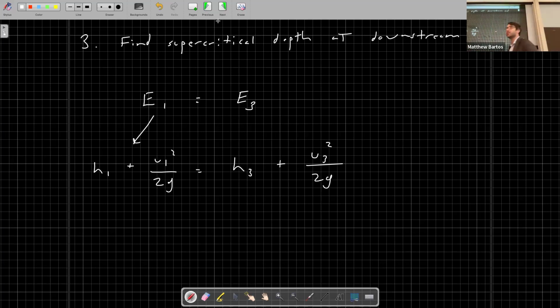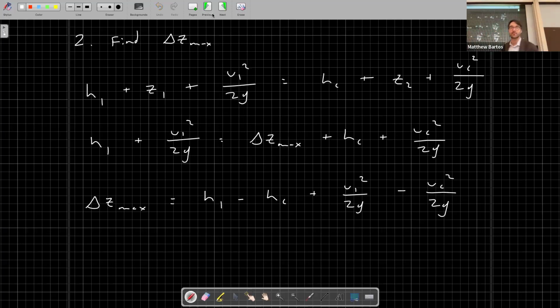All right, any questions on these three problems? So yes, you go back to the equation on number 2. So this is just the energy equation, and I've just rearranged it for the height of the transition.